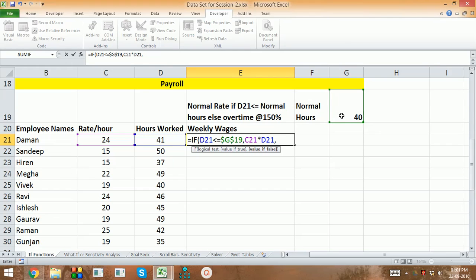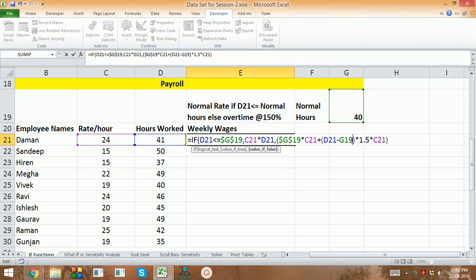And if the value is false, that means the employee worked for more than 40 hours, then first the employee would be paid at the normal rate, and we must freeze this normal rate, for the first 40 hours, plus whatever is the excess number of hours, that is, hours worked minus the normal working hours, that must be paid 1.5 times the normal rate. And we are good to go.